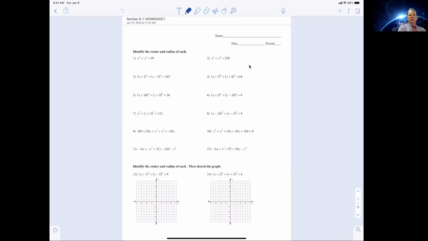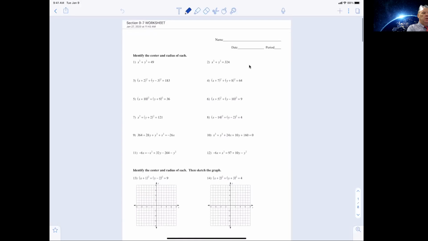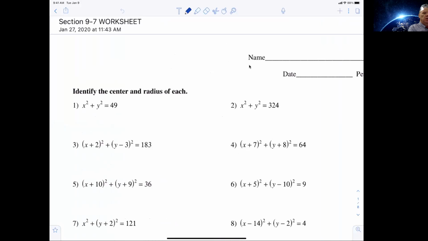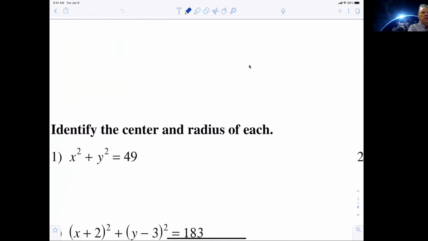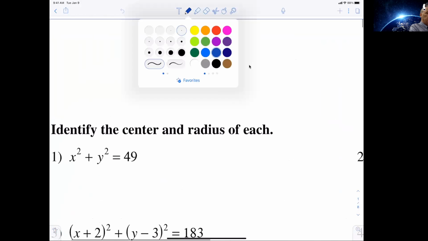Okay, so again, today was the last little section, and we're going to have a quiz on Friday. I just have one section to show you, and it's probably the most important one. It's the most common question on the SAT and ACT. It's dealing with the equation of a circle. So the first thing I want you to do is write the equation at the top. The equation looks something like this.